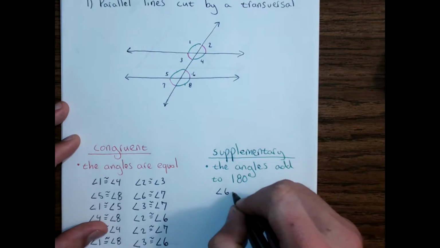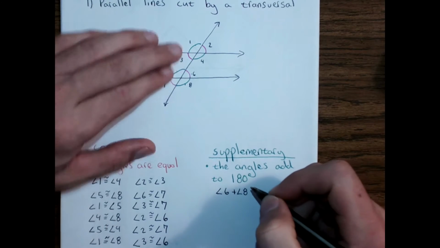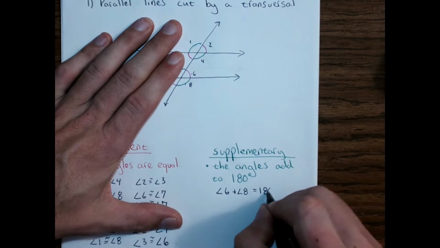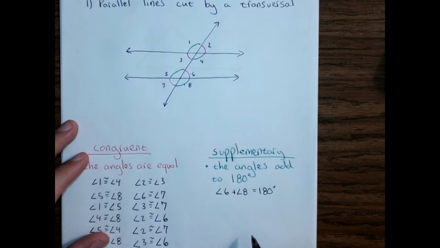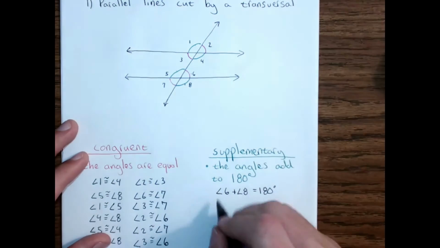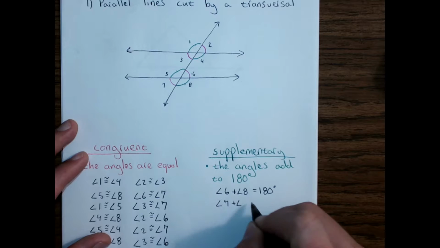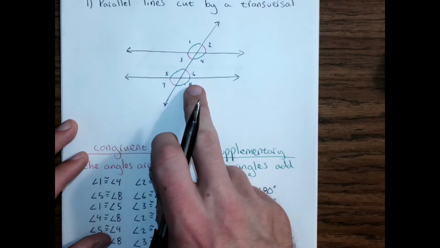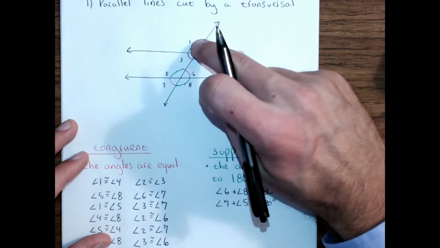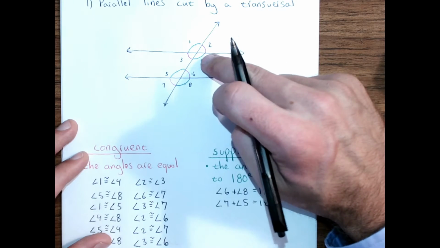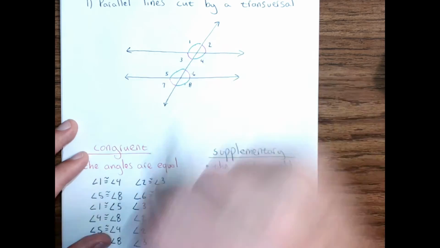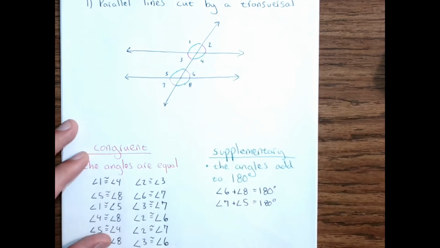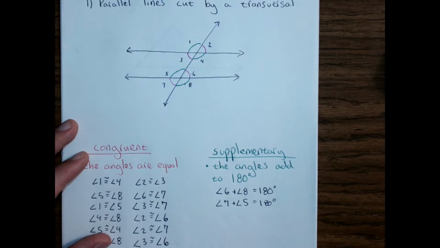Angle 6 plus angle 8, for example, these 2 right here are supplementary, so they add to 180 degrees. 7 and 5 are also supplementary. 7 and 8, 5 and 6, 1 and 3, 2 and 4, 1 and 2, 3 and 4. Anywhere you have angles that make a straight line, you have supplementary angles.